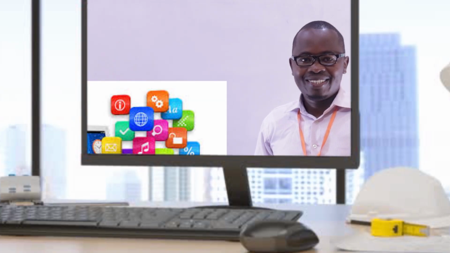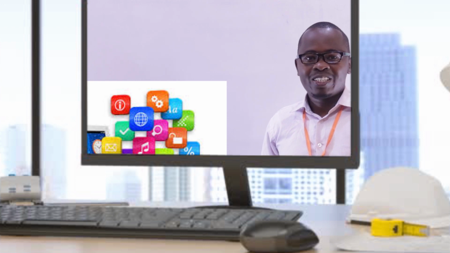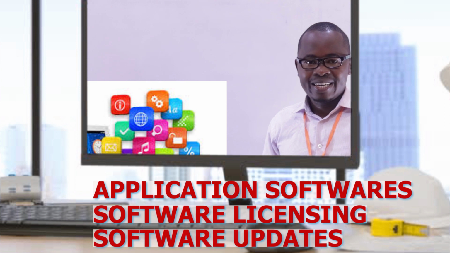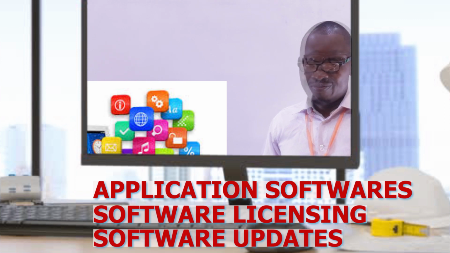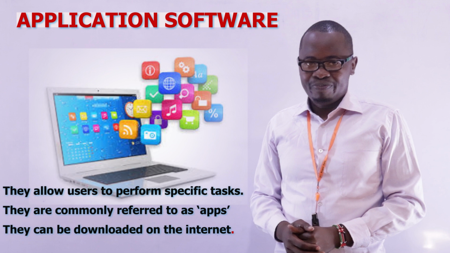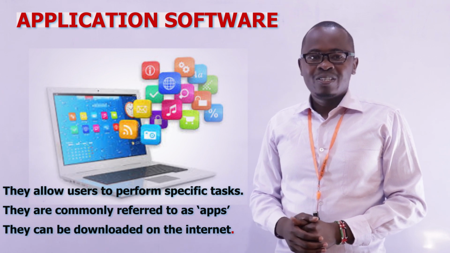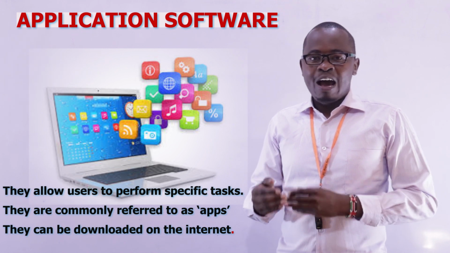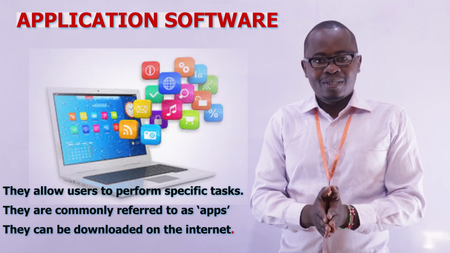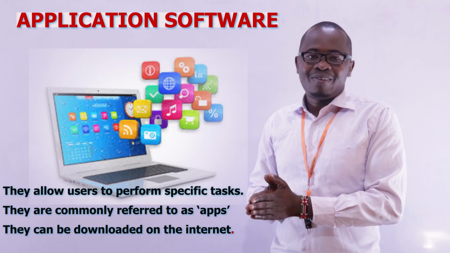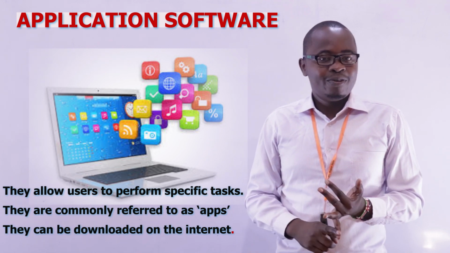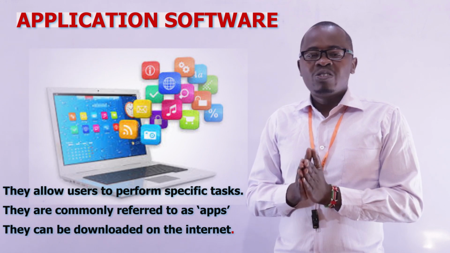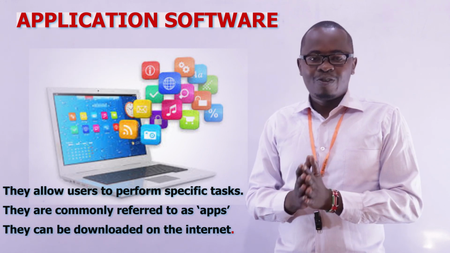Welcome to I.C.T class. Today we're going to talk about application software, software licensing, and software updates. One is application software. This allows users to perform specific tasks, and they are also always referred to as apps, and you can download them from the servers on the internet when you have a smartphone or a tablet. So we're going to look into details of application software.